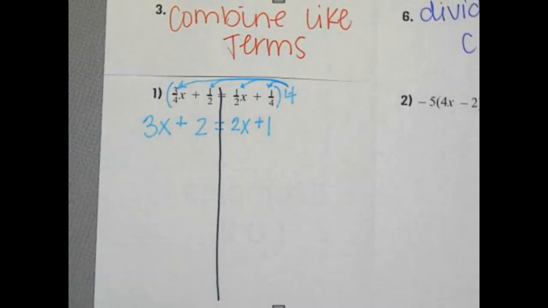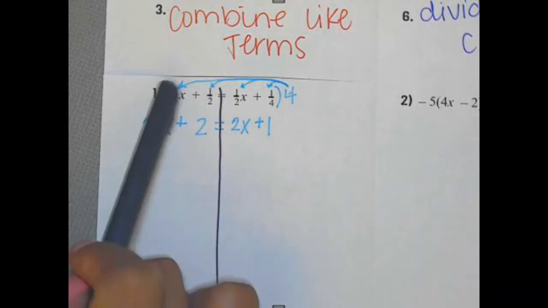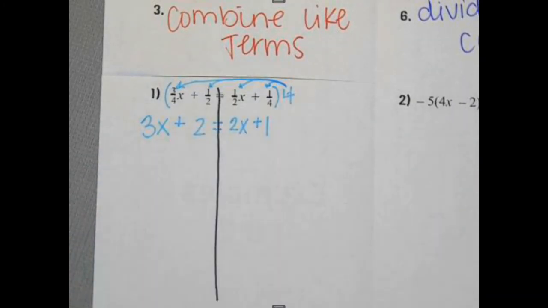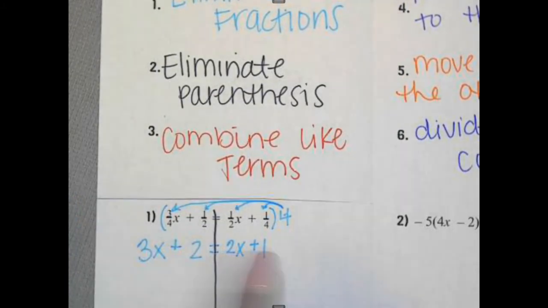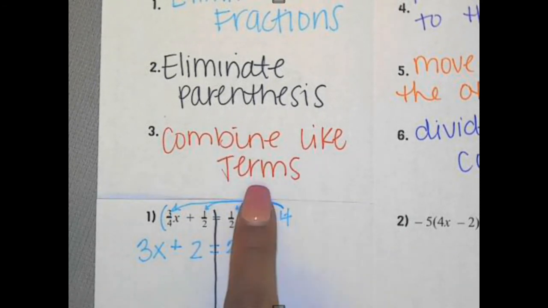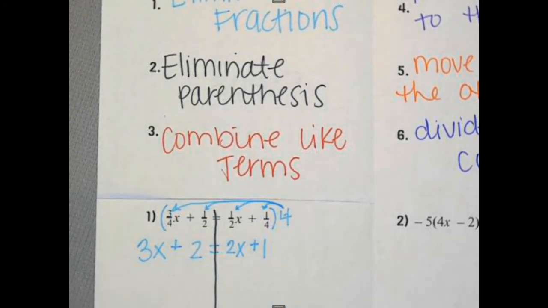So you did not have to turn that into a decimal at all. In that first step, we just got rid of all of the fractions by multiplying every single number in this equation by the common denominator. Okay, so if I look at my steps, step 2 is to eliminate parentheses, but I don't have any parentheses in my problem. So I'm going to go ahead and move on to step 3, which is to combine like terms.